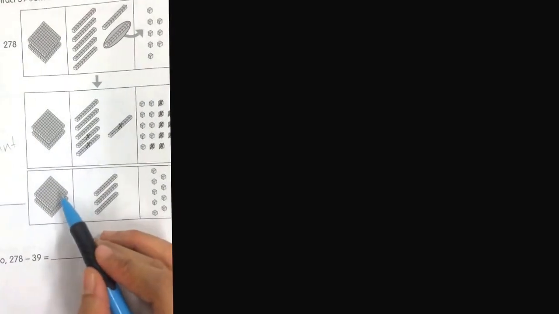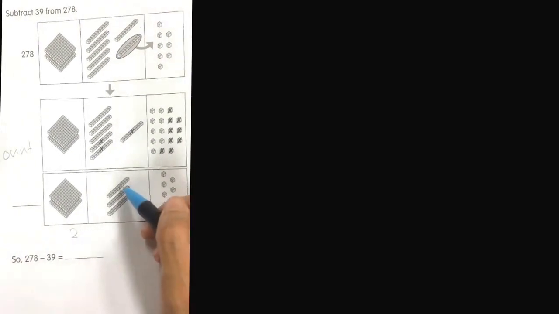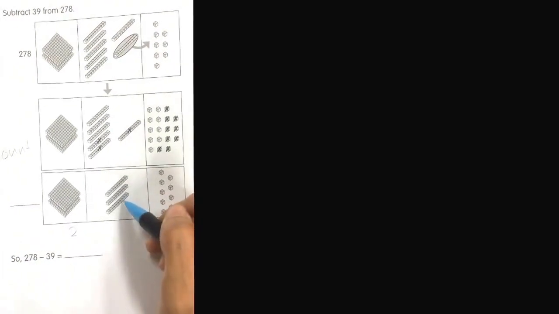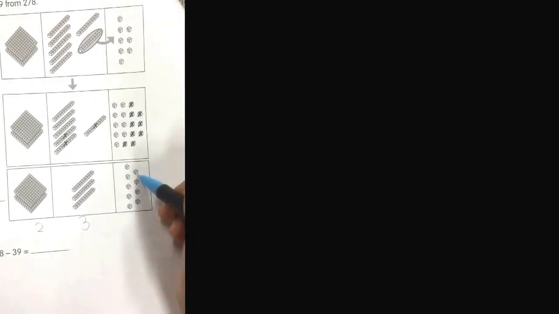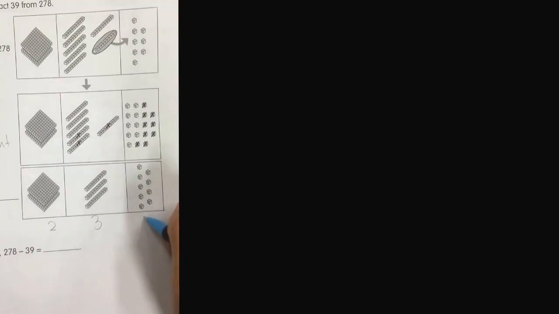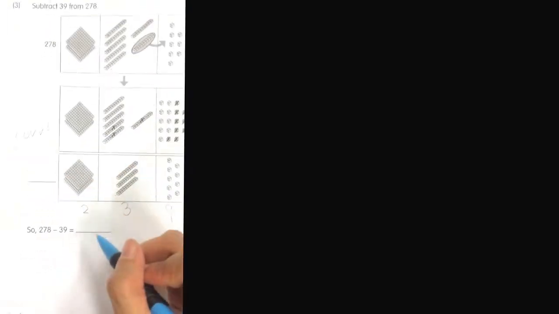For this question, I want you to read and count. Count how many you have. How many hundreds do I have? 1, 2. How many tens do I have? 1, 2, 3. How many ones do I have? 1, 2, 3, 4, 5, 6, 7, 8, 9. And you write the answer here and here.